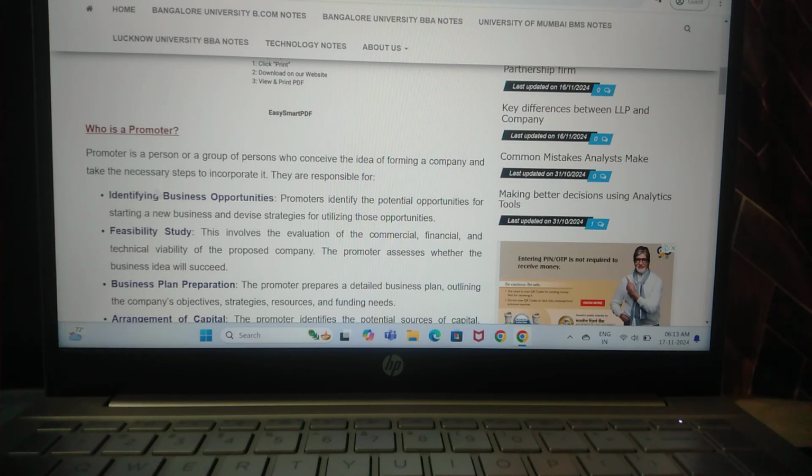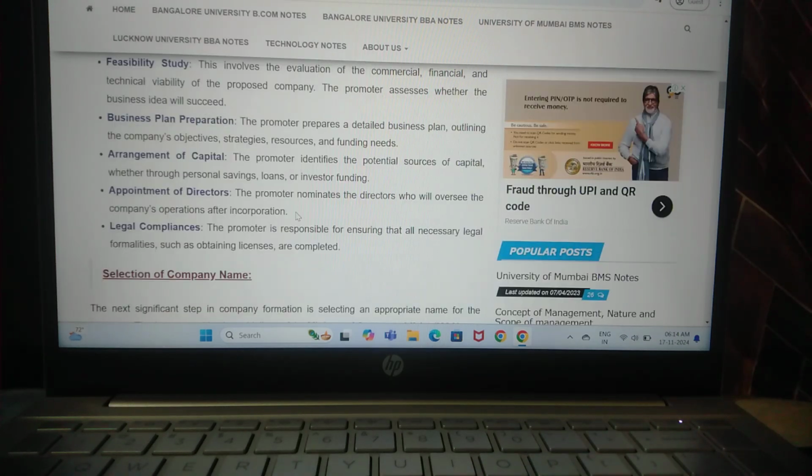In promotion you have to study about the promoter in detail. Sometimes they may ask you this question for Section C also, promoter. There are so many topics: who is a promoter, what are his duties, what are his roles, and how he is responsible for the growth of the company. All those you have to explain.